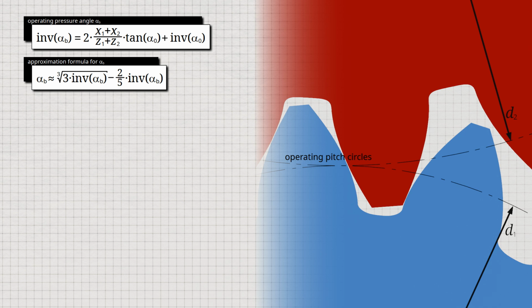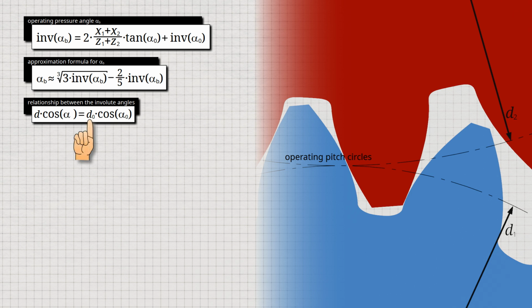Once the operating pressure angle has been determined by such an approximation method, the operating pitch diameter can be determined. To do this, we have already derived the relationship between diameter and involute angle. Here, D0 is the reference pitch circle diameter and alpha 0 is the standard pressure angle. The diameter d is an arbitrary diameter and alpha is the corresponding involute angle. In our case, since we are looking at the operating pitch circles, the involute angle is equal to the previously calculated operating pressure angle alpha b.